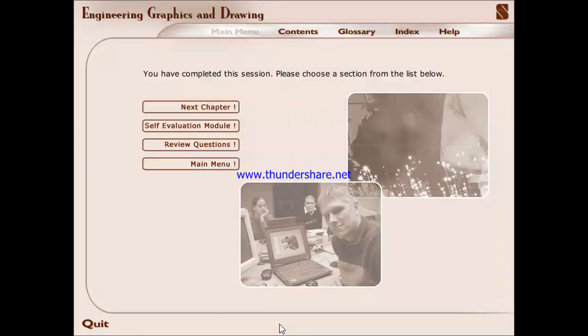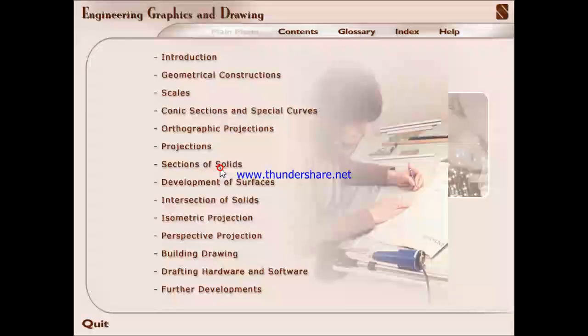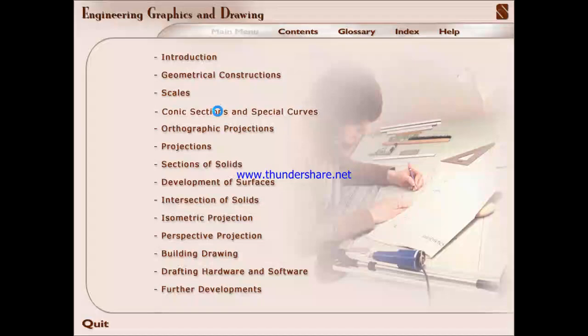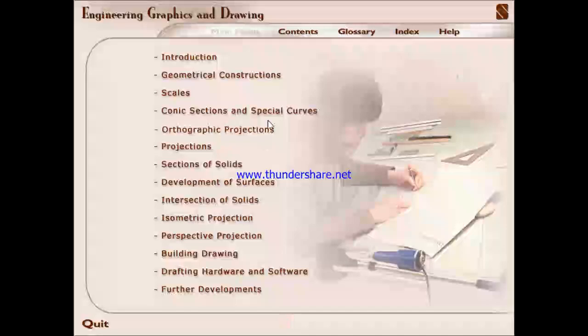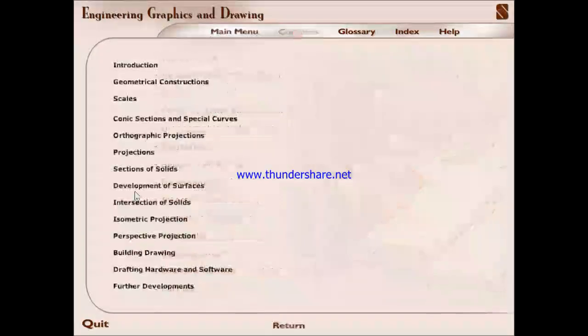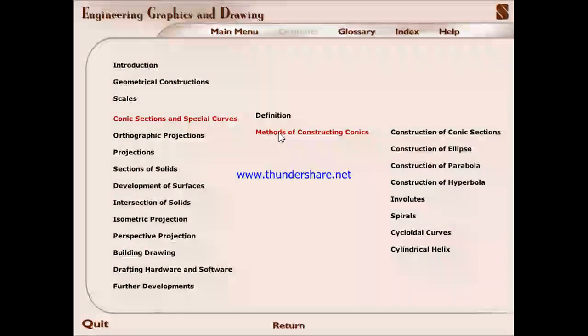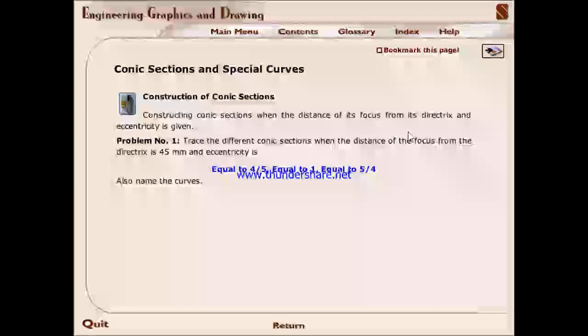In this chapter, we studied completely. Now we move to the previous one. That is the summary of the conic sections and special curves as below. The method of constructing conic sections, that is, construction of conic sections.